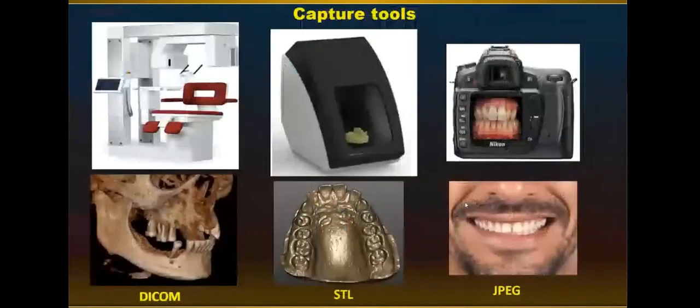So here, the CBCT machine collects the bone data of the patient. We have the optical scanners, whether extraoral or intraoral, which collect the surface data of the patient in STL. And we have, of course, the digital cameras, whether 2D or 3D, which collect the photo or the contour of the facial structures.